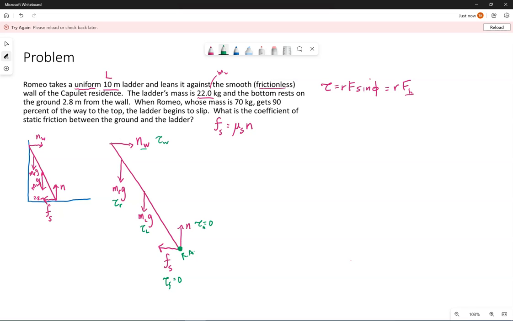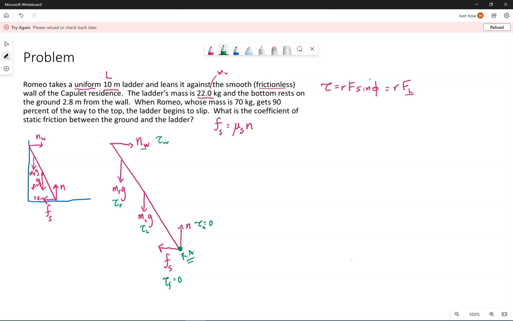Now we could put the rotation axis at the top, but that would require us to calculate the torque due to friction and the torque due to the normal force with the ground. I'll walk through that at the end, just in case you're interested in seeing that. For now, I am going to set up the equation that describes the net torque around the floor.